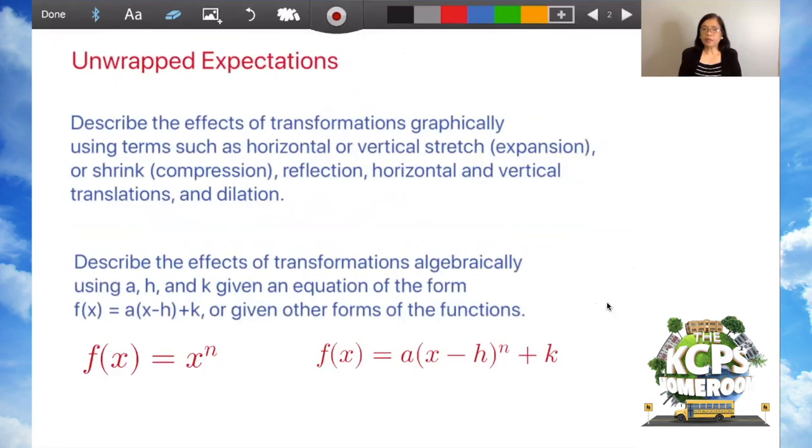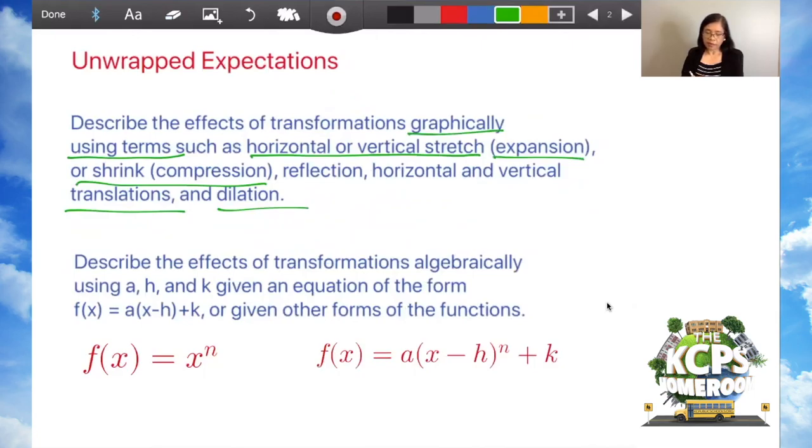So for this standard, we will focus also on the two expectations. They are, describe the effects of transformations graphically using terms such as horizontal and vertical stretch, the expansion, or shrink, which is compression. We're talking also about translations and dilations. The second is, describe the effects of the transformations algebraically using a, h, and k, given an equation of the form f of x equals a times the quantity x minus h plus k, or given other forms of the functions.